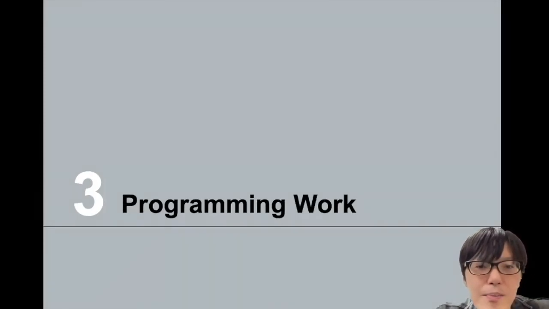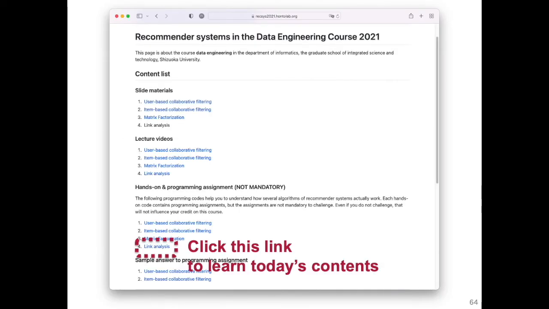To learn PageRank algorithms practically, I have prepared programming work materials. I have already uploaded several materials at this URL. Please visit this URL, then click this link, the fourth link, to learn link analysis. Then your browser opens the programming materials on the Google Colaboratory website. In the programming work, all programming code is ready. All you have to do is study the ready code to see how the PageRank algorithms work.